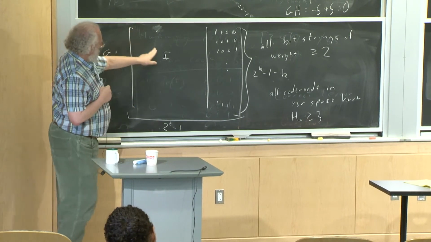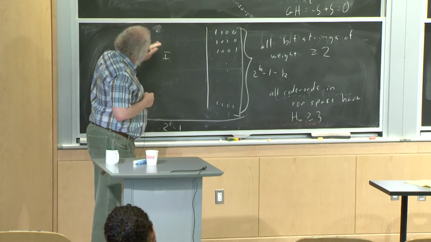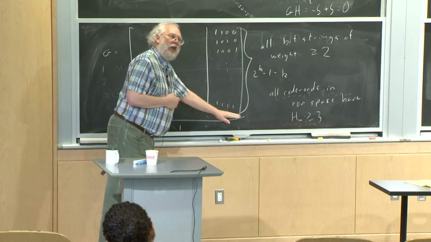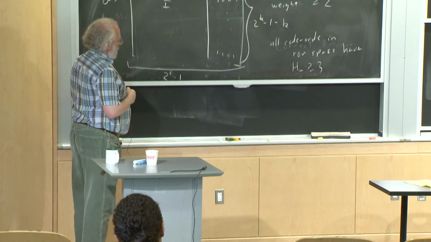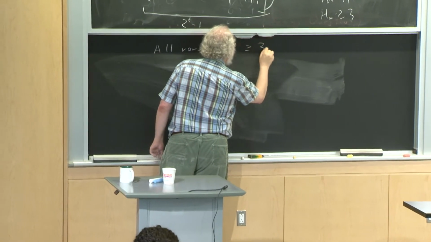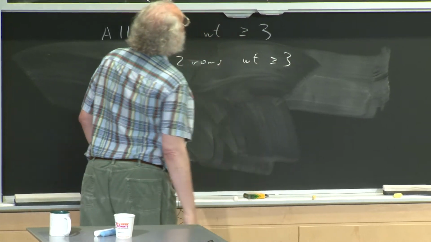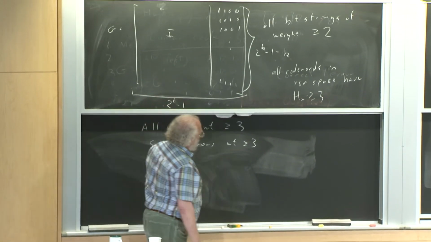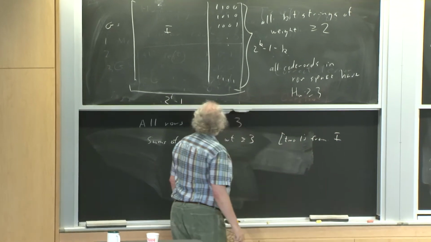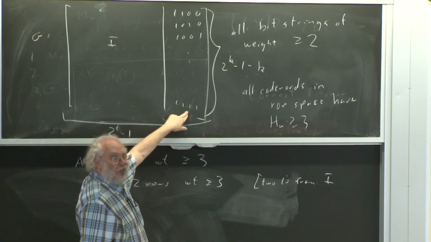Why is that? Well, first, if you take one of these rows, its weight is clearly greater than or equal to 3 because there's a 1 somewhere in this identity, and these vectors all have weight at least 2. All rows have weight greater than or equal to 3. Sums of 2 rows, the weight is greater than or equal to 3. Why? Because there's 2 1s in the first part from the identity. And there's a 1 in the last piece because no two of these are equal. So if you add two of these vectors, the weight's at least 1.